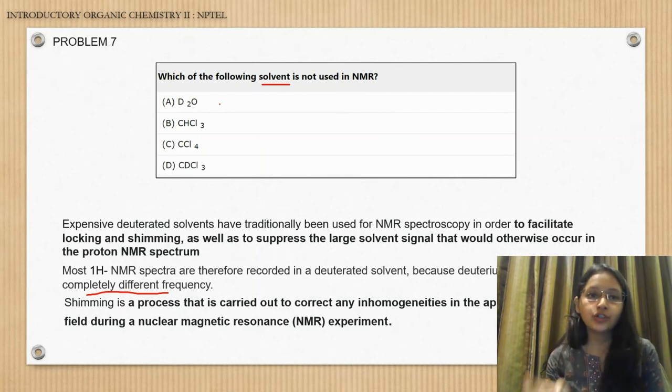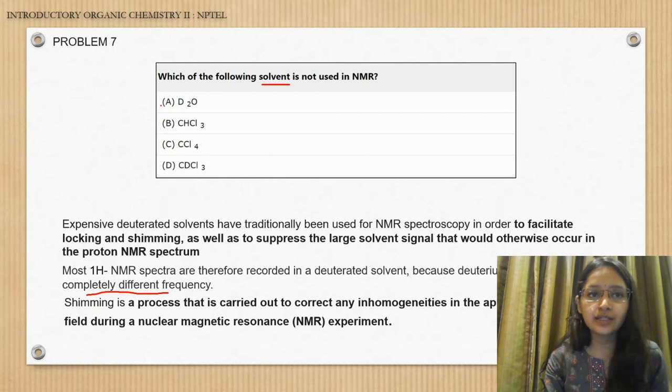you will get the peak for the hydrogens that are present in water, and which is in excess. That is why you will get a very intense peak. So your compound peak will be very much lower in intensity than the solvent peak. That is why we replace H2O with D2O.